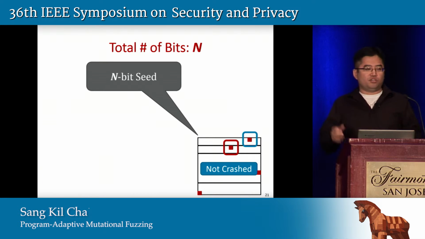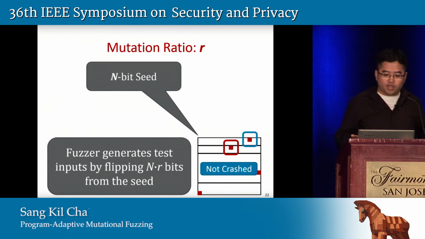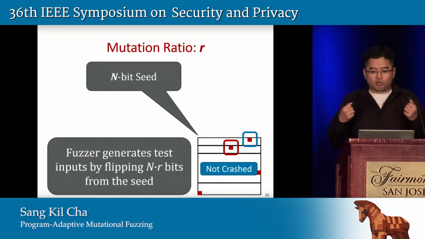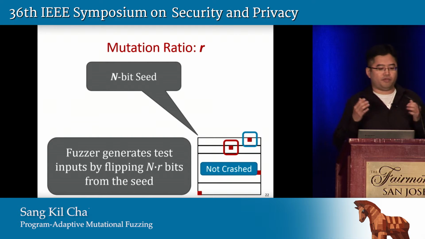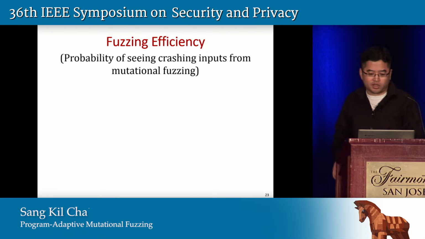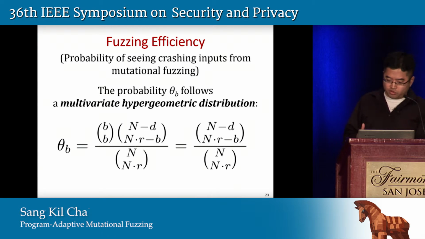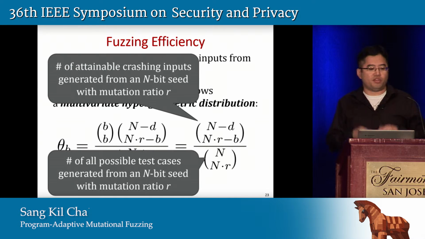We also use n to denote the total number of bit positions of the seed, and use r to denote the mutation ratio. And in our model, our mutational fuzzer will generate test inputs by flipping n times r different bit positions from the seed. Now, using all these previous definitions and model, we can now define the fuzzing efficiency, which is the probability of seeing crashing inputs from mutational fuzzing. In fact, this probability follows a classic multivariate hypergeometric distribution, which essentially represents the number of attainable crashing inputs divided by the number of all possible test cases.